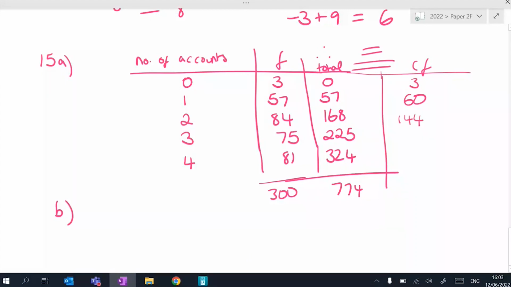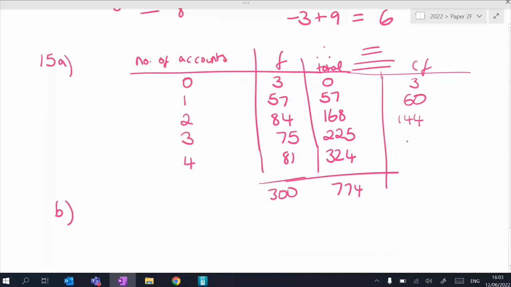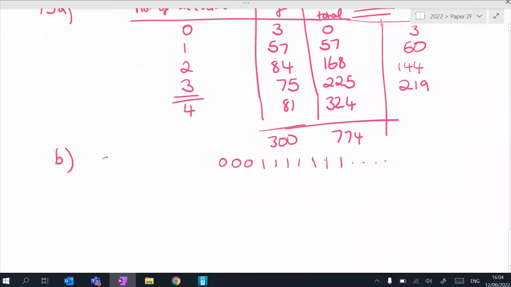So to find the middle of 300 students, I'm trying to find where 150 is. So if I add 75 on now, I've got 219. So the 150th value, if I wrote these all out in a list, I would write 3 zeros, so 0, 0, 0, 57 ones, etc. Okay, so my 150th number is going to be this one here, which is 3.